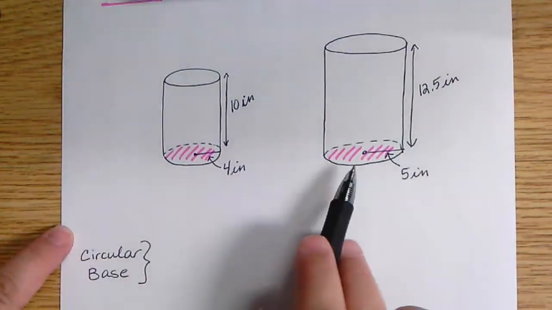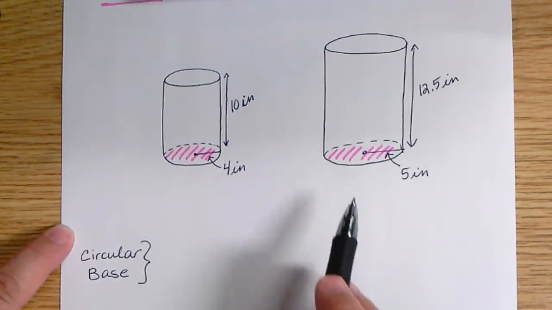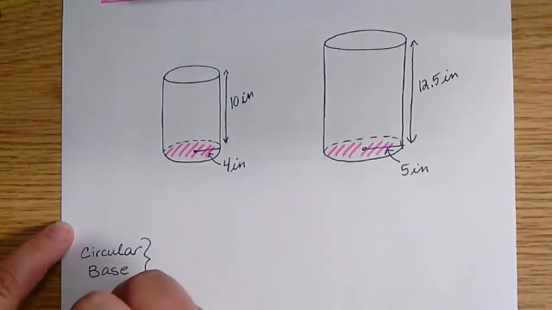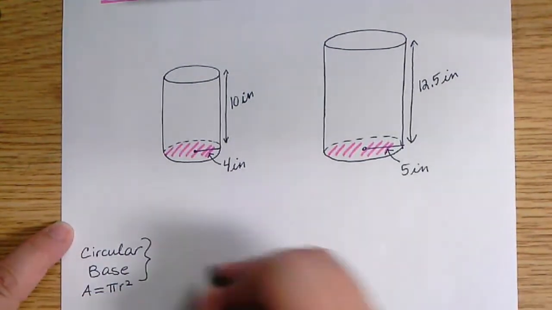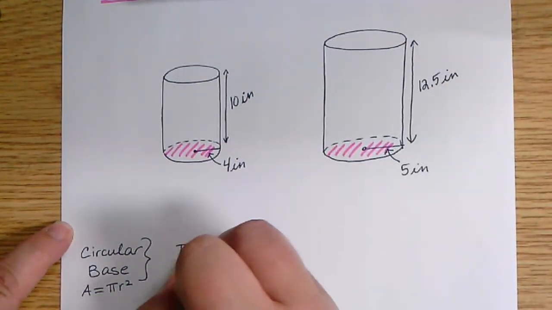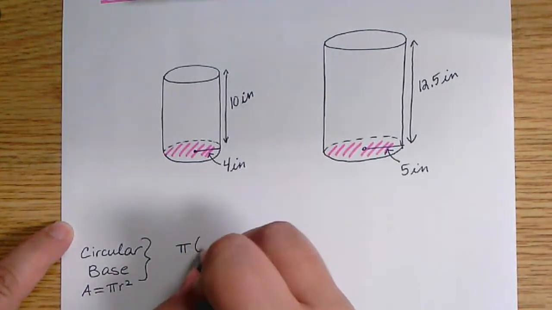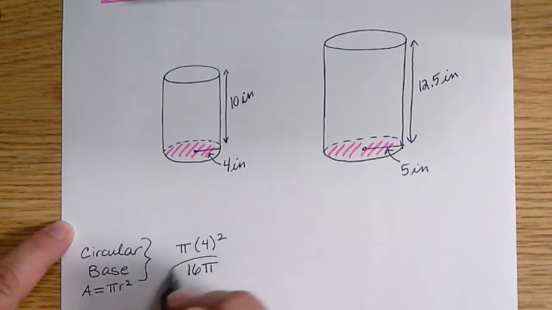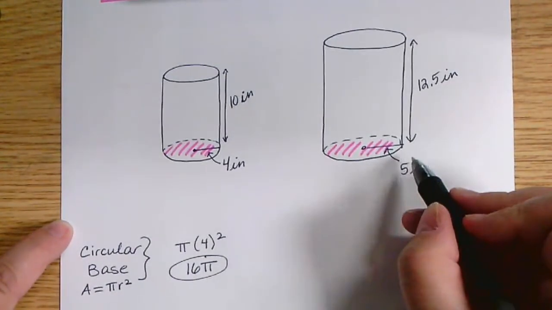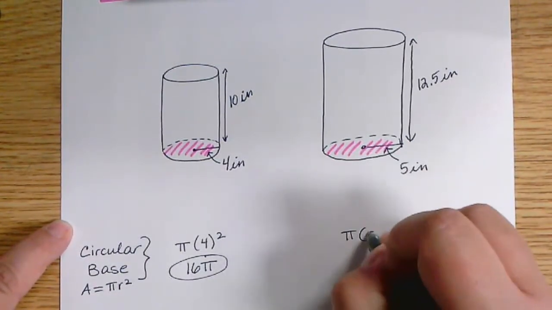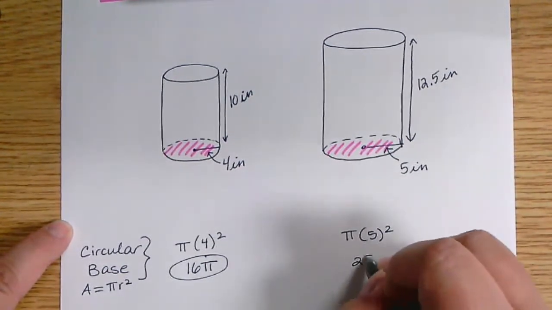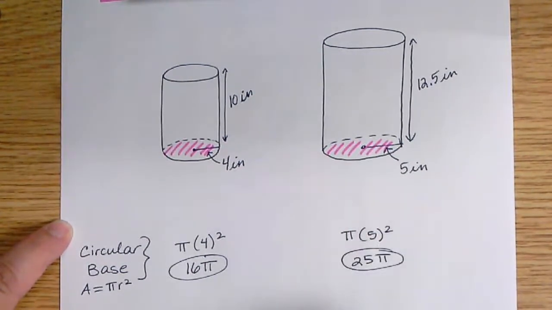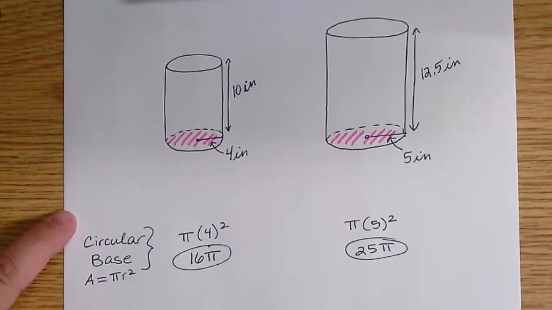Both of these have a circle as the base. That's what every cylinder has. And if we want the area, we're talking about pi r squared. So pi r squared when r is 4 looks like this. Pi r squared when r is 5 looks like this. All right, so that was step one, to find the area of the circular base for each of those.